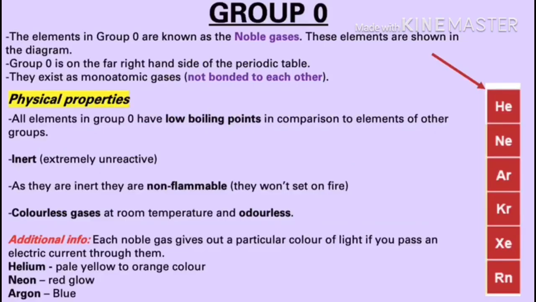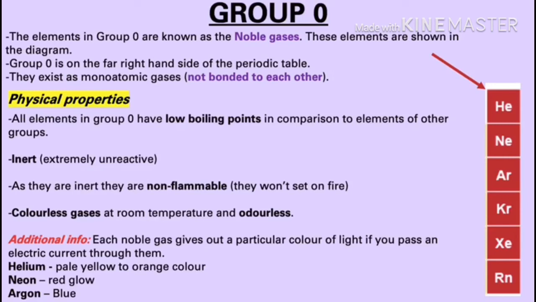Group 0. The elements in Group 0 are known as noble gases. These elements are shown in the diagram. Group 0 is on the far right-hand side of the periodic table. They exist as monatomic gases. So let's look at the physical properties. All elements in Group 0 have low boiling points in comparison to elements of other groups. They are inert, which means they are extremely unreactive. They are non-flammable, and they are colourless and odourless gases.